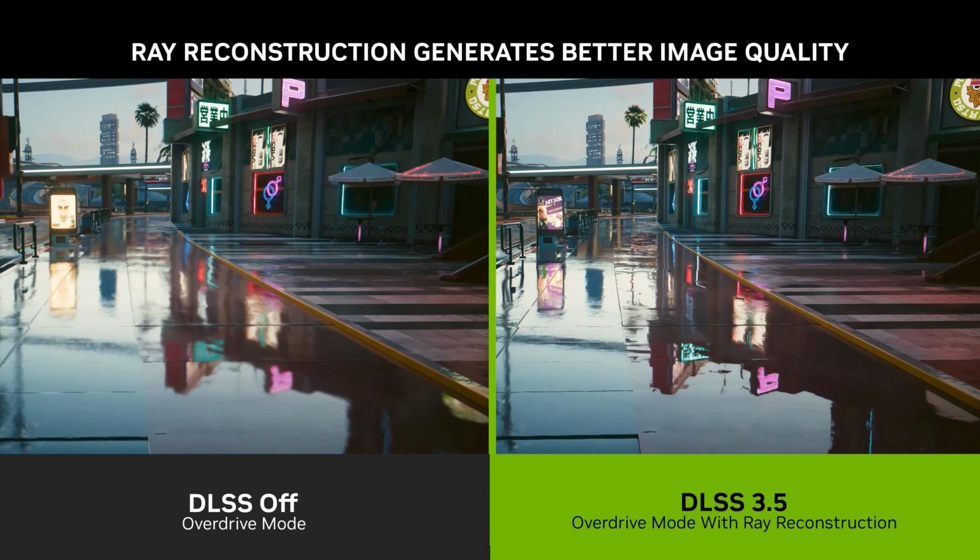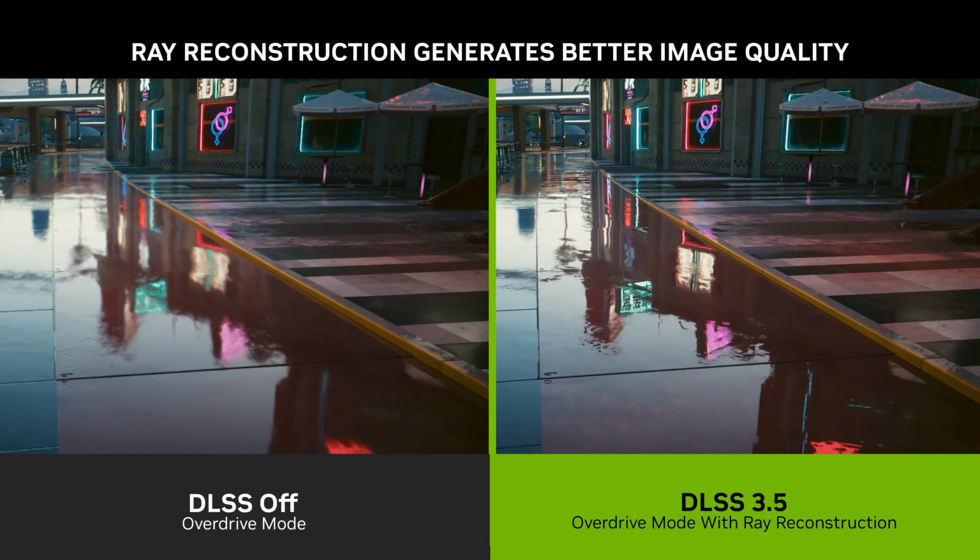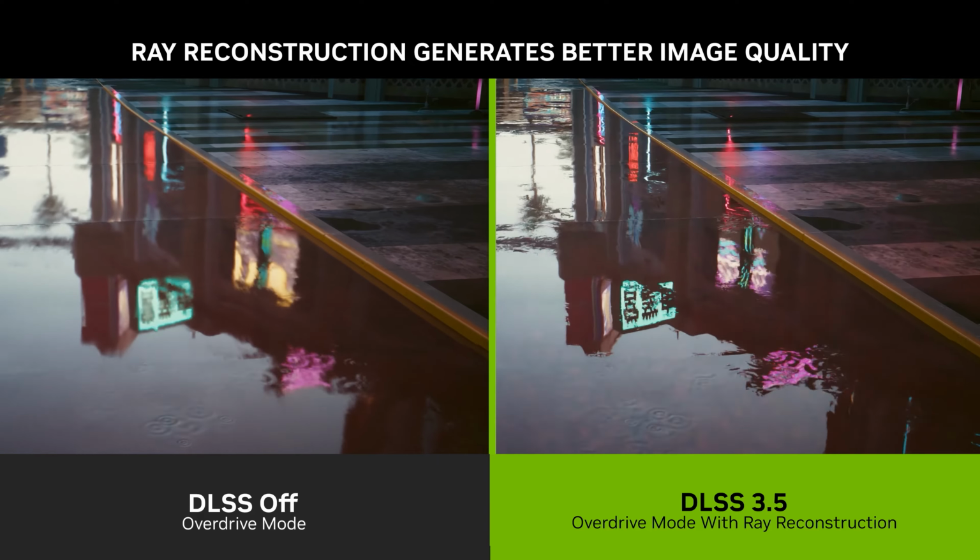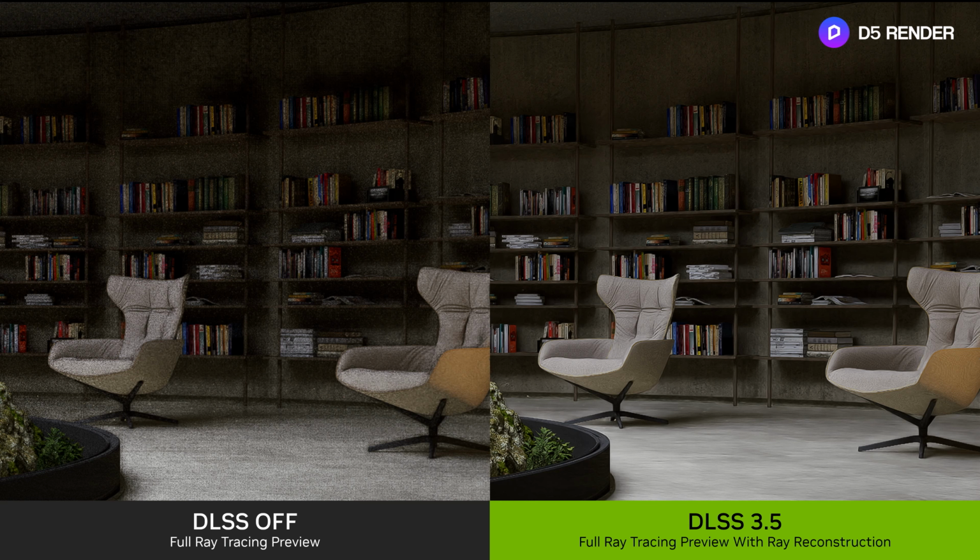You can see reflections can be much sharper using ray reconstruction, even in movement. Creative applications have a wide variety of content, which is challenging for traditional denoisers because they need hand-tuning for each scene. As a result, you get suboptimal image quality when previewing a new scene in a creative app. With DLSS ray reconstruction, the AI recognizes all types of scenes, and so you can get much higher image quality when you're previewing a scene before committing to a final render.